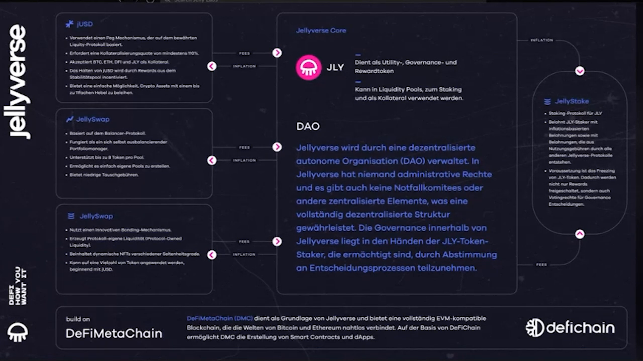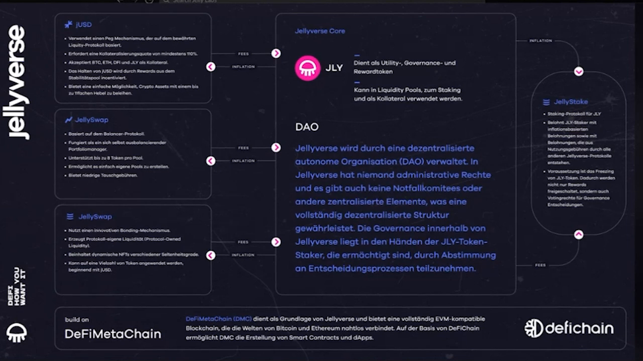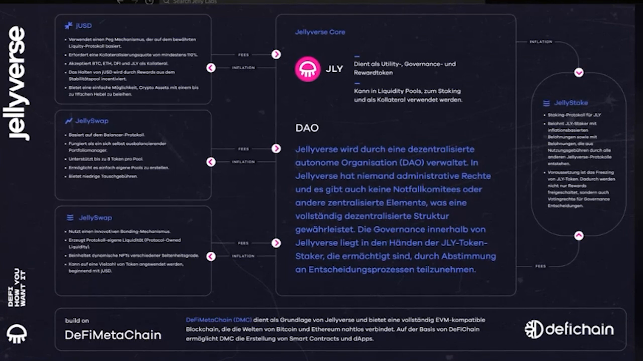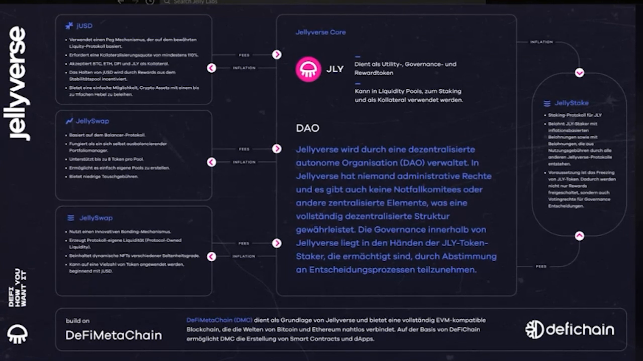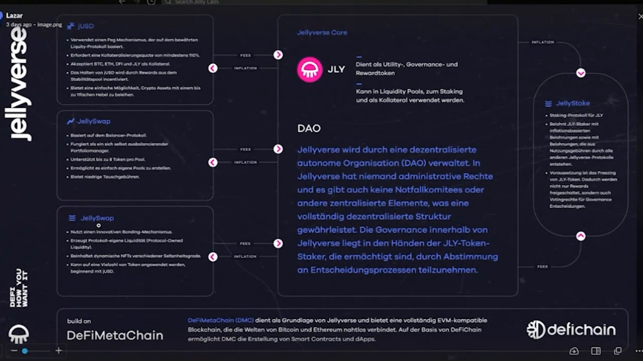And on the right side, we have the staking isolated. So we will have a shift from the inflation or the rewards, which go to JUSD, JellySwap, and JellySwap is actually twice here. So maybe this is still outdated. This will be Jelly Bond here.